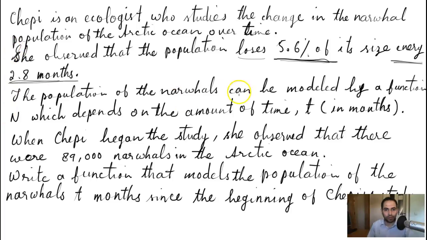So the population of the narwhals can be modeled by a function n, which depends on the amount of time t in months. Here you have months, again here you have months, so you're good to go. When Cheppy began the study, she observed that there were 89,000 narwhals in the Arctic Ocean. Write a function that models the population of the narwhals t months since the beginning of Cheppy's study.